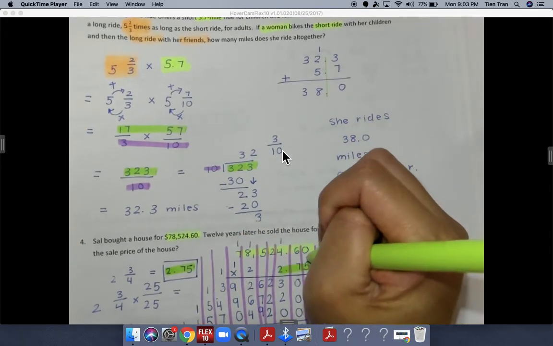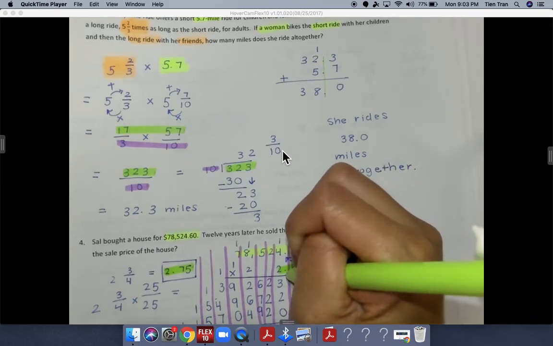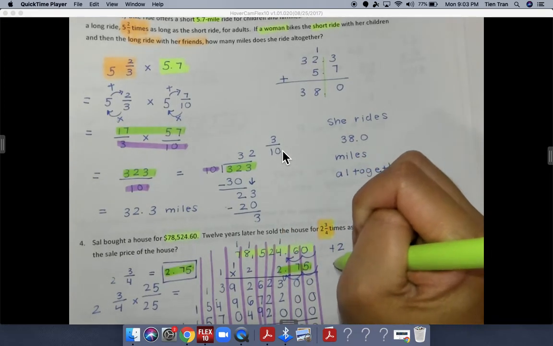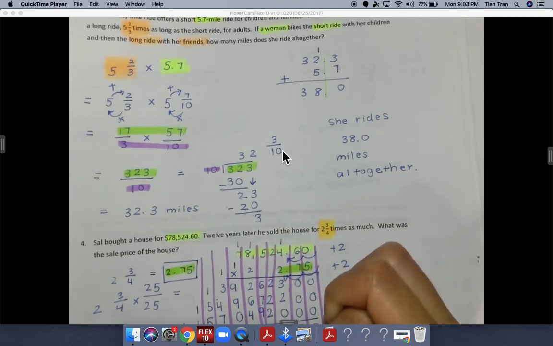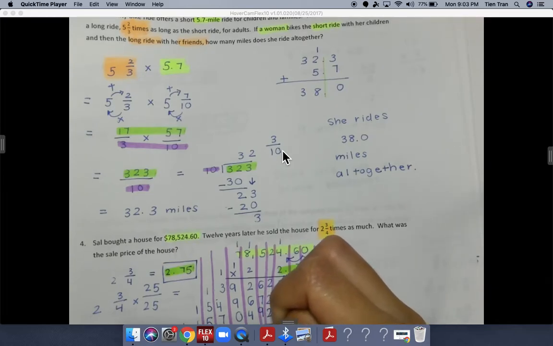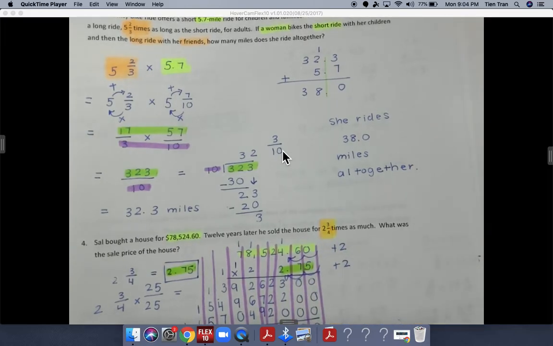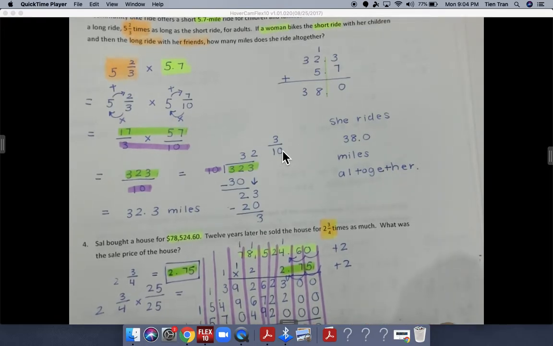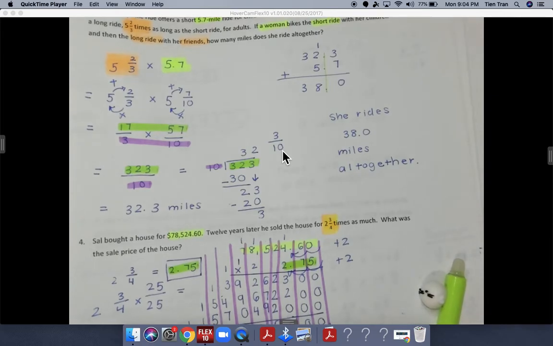Now, look here. I need to move my decimal over 4 places. So this one is 2. This one's 2. So I'm going to move over 1, 2, 3, 4. That's where your decimal would go. So that means that your final number is going to be 215,942. So that was the sale price of the house.